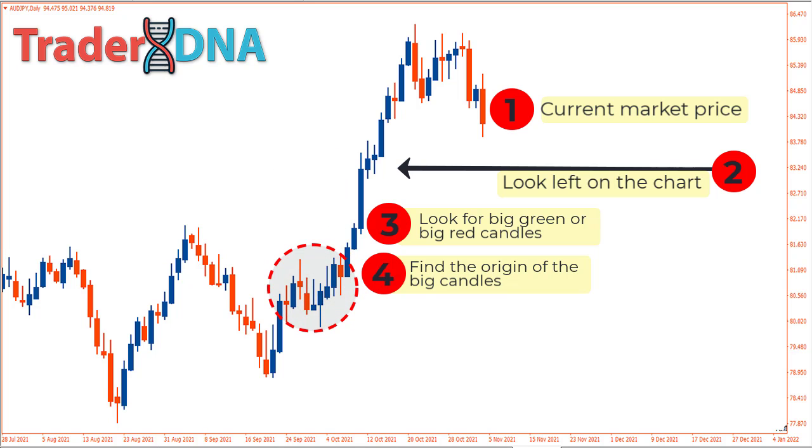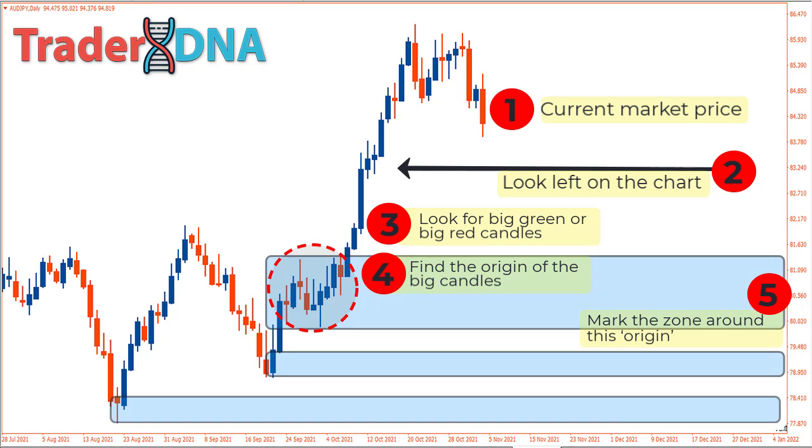As in this chart, the price rallied up with small-sized candles, paused for some time, and then dropped downward. This is the origin we need to form the base of the supply zone. This base will help us draw the zone. Step 5. Mark the zone around this origin.